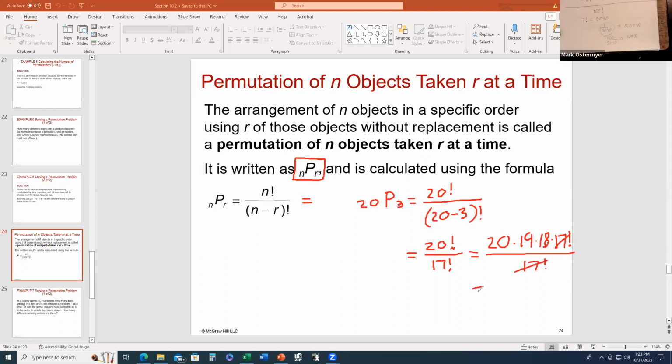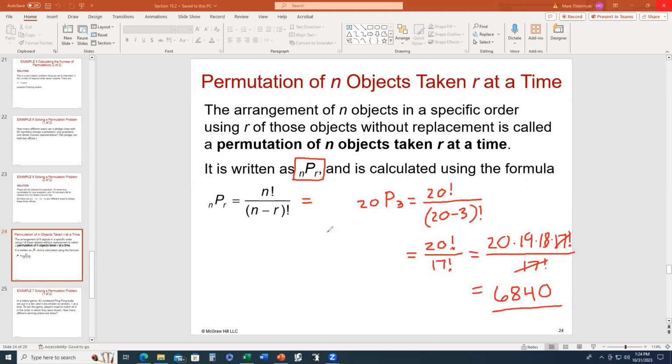Get on your calculator now and dial this up. What's 20 times 19 times 18? You got your answer. That gives you 6,840 different ways to seat 20 members. One is president, one is vice president, one is Greek council representative. Isn't that the same answer we got on the previous slide? Yes. Look what's happening here. Hey, ladies and gentlemen, we don't even have to do this business.